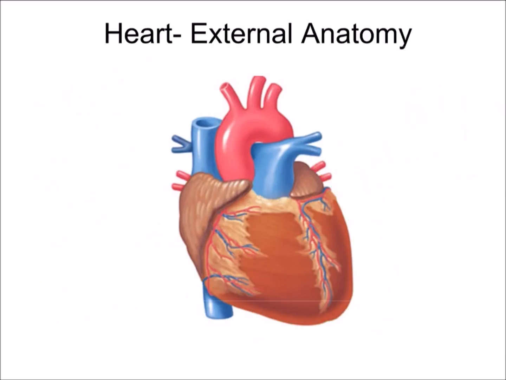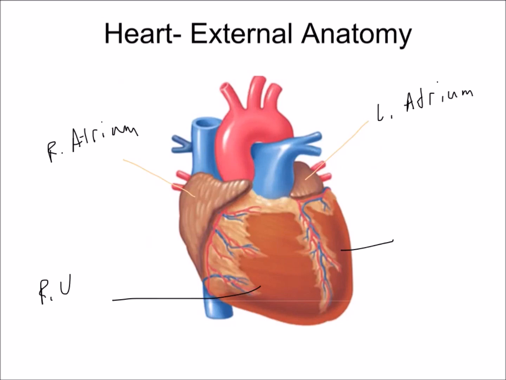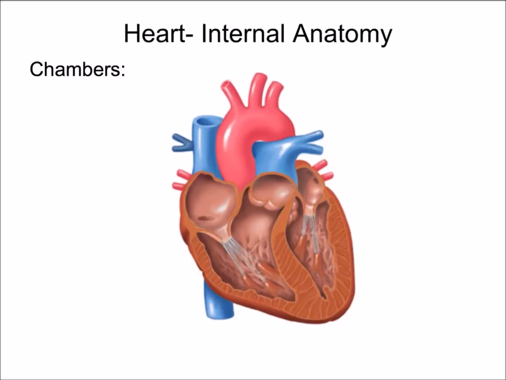So looking at external structures, the heart is composed of four chambers. The upper chambers are called atria. So you have a right atrium and you have a left atrium. And the two lower chambers are called ventricles. You have a right ventricle and you have a left ventricle. So looking at the heart from an internal view, again, you have the right atrium, the left atrium, the right ventricle, and the left ventricle.